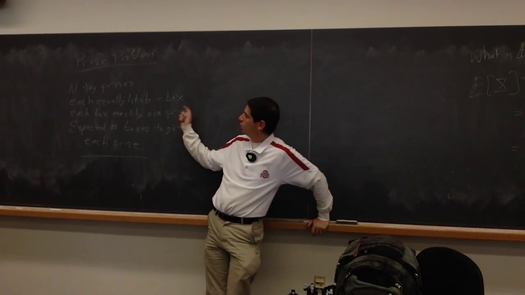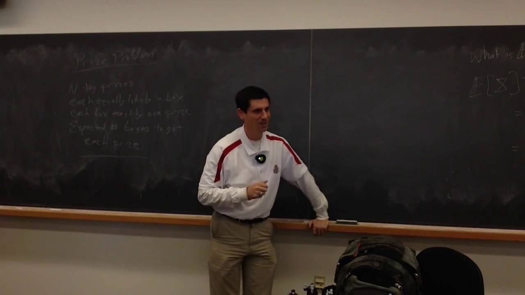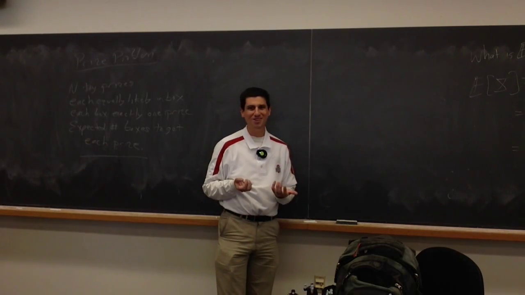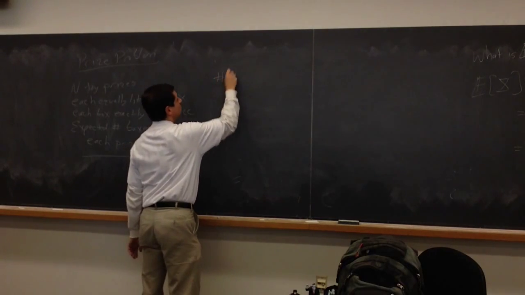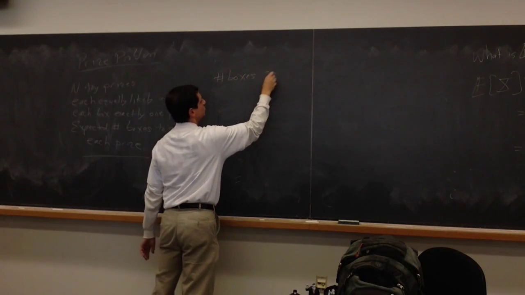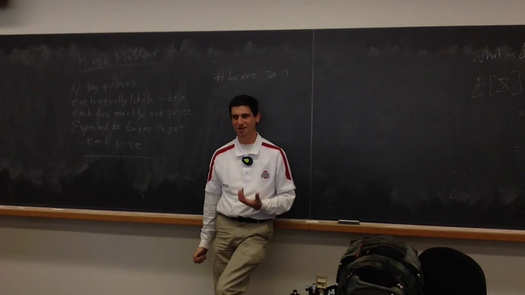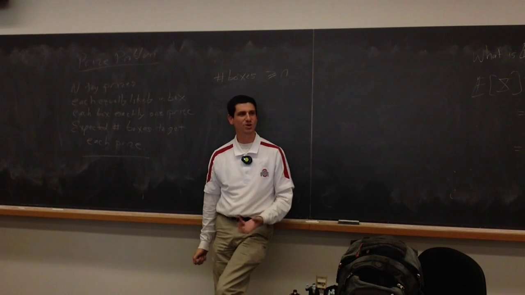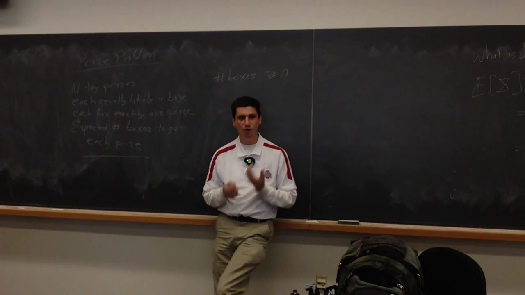Can anybody give me a lower bound for number of boxes? N, thank you. And you could have given me a worse lower bound. I'm grateful nobody gave me 0 as a lower bound. So number of boxes has to be greater than or equal to n. There's n prizes. There's 1 box per prize. I'm sorry, 1 prize per box. We clearly need at least n. Is there any finite upper bound that's guaranteed to work? No. There's no finite upper bound.